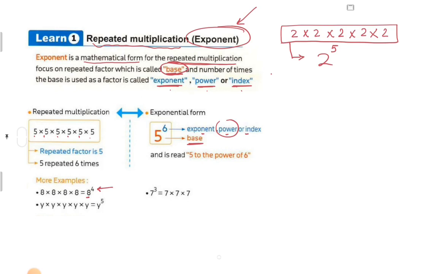Okay, the other way: if we want to convert the exponent form to multiplication form, we have base 2 repeated 5 times. So 2 by 2 by 2 by 2 by 2. Okay, 1, 2, 3, 4, 5. So we have exponent form or repeated form. It's the same result.